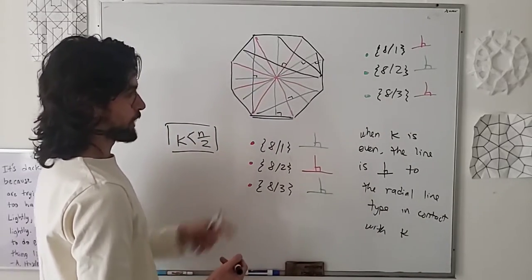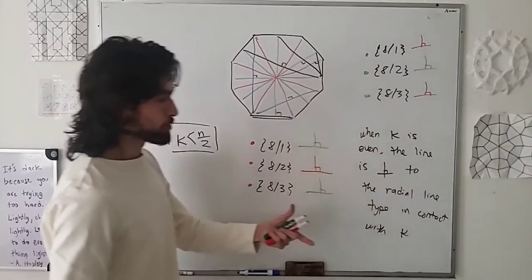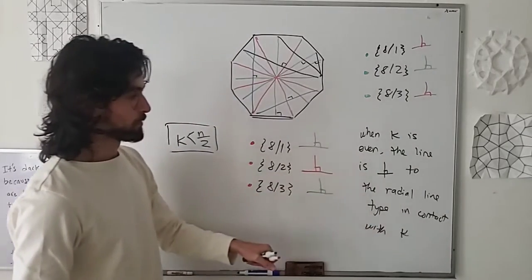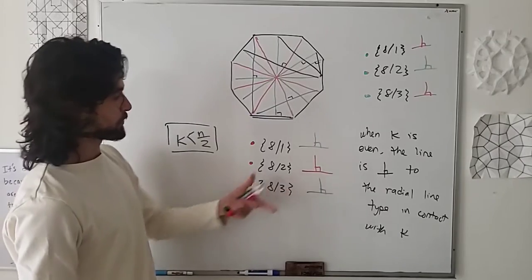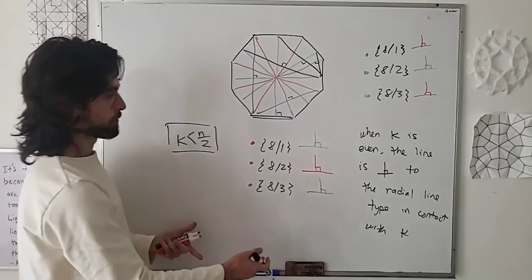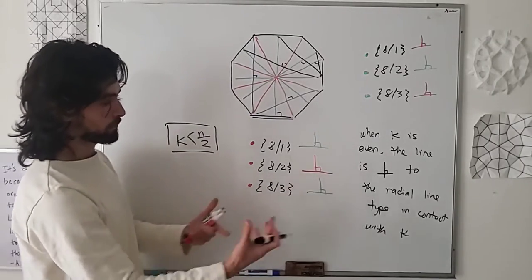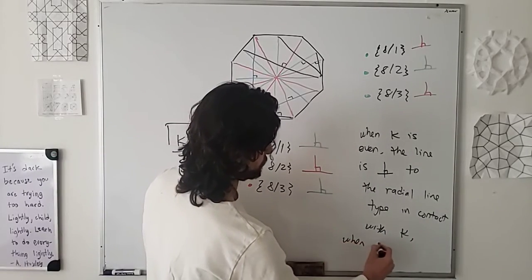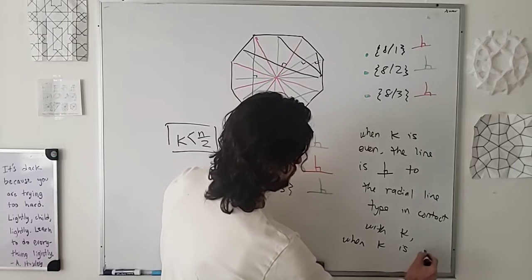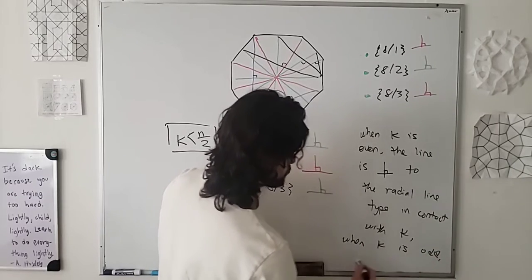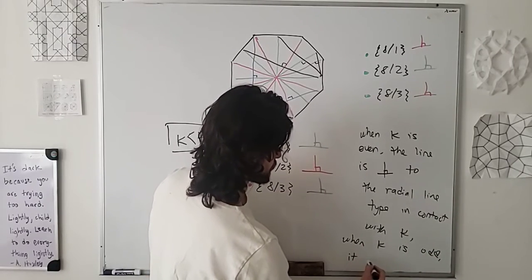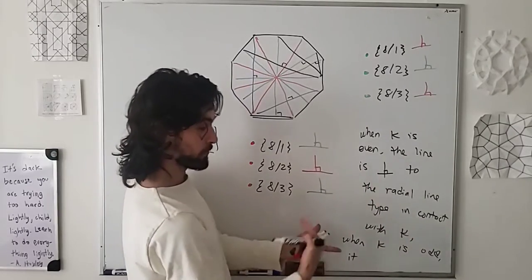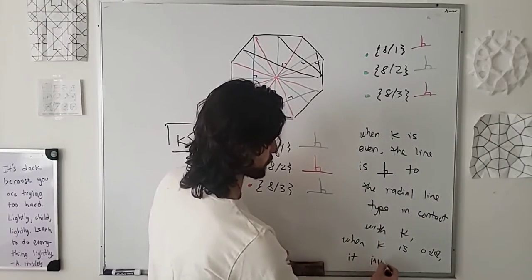Yeah, and when it's odd, it'll change. And the line is the radial type in contact with k, to the opposite, I guess. When it's odd, it won't. When k is odd, it reverses, inverses, I don't know. I'm gonna write inverses.